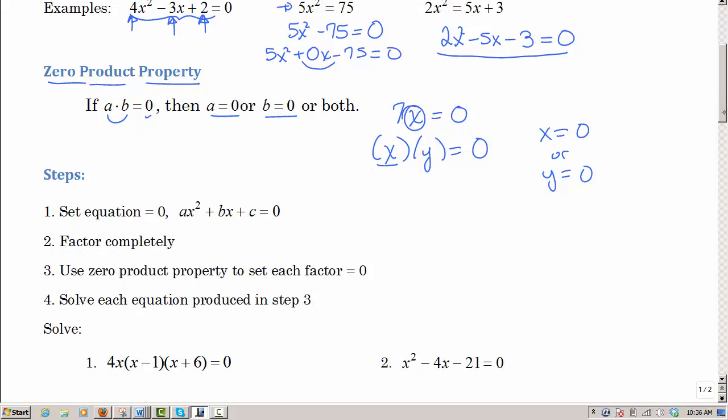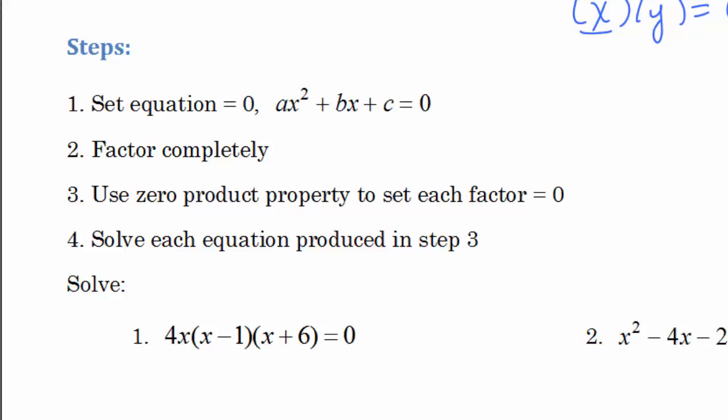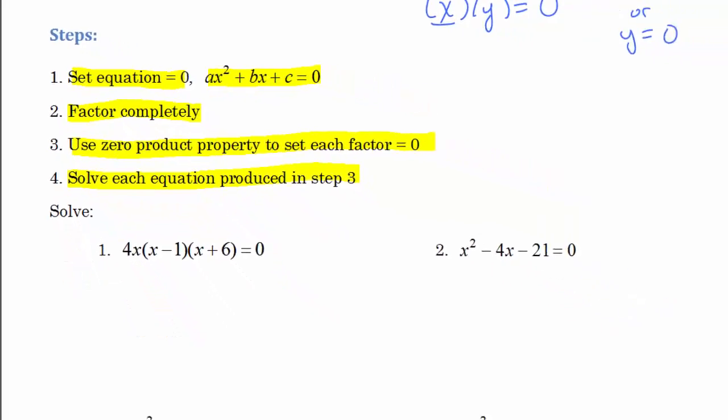Very important. How do we solve those quadratic equations? We're going to go through these steps. First one is we're going to set the equation equal to 0. We're going to put it in what I call standard form, descending order equal to 0. We're going to factor completely. That's why we've learned all those factoring techniques. Then we're going to use that zero product property to set each factor equal to 0. And we're going to solve each equation that we produced in step 3. We're going to solve it, and then we're done. So let's go through those steps.